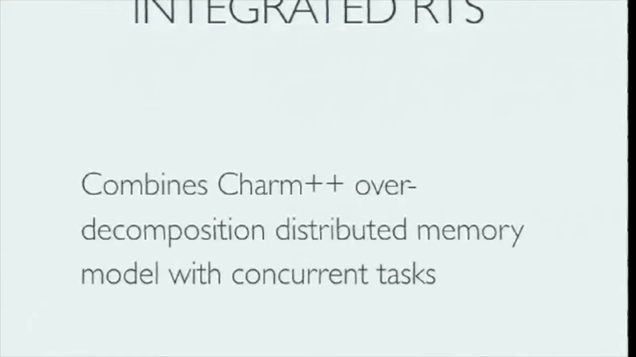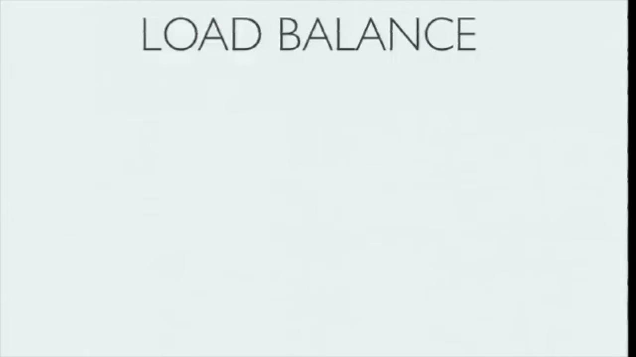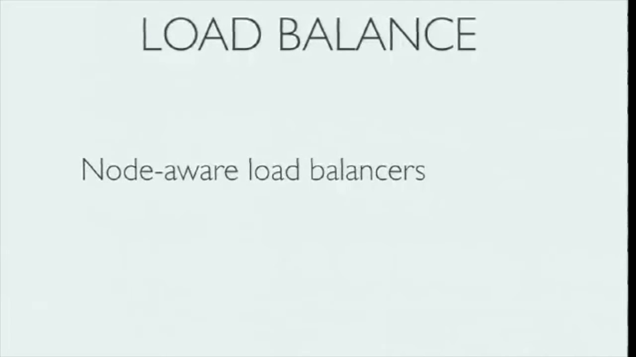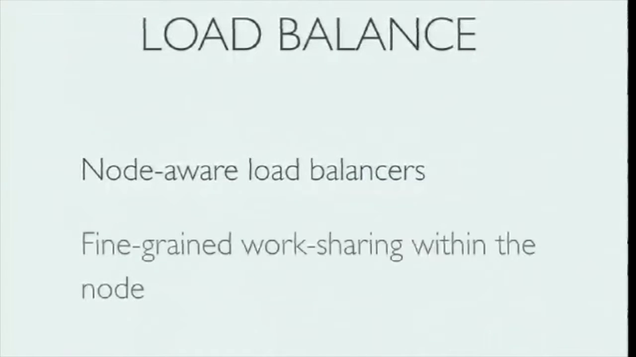So in the integrated runtime system, we combine the Charm++ over-decomposition distributed memory model with the concurrent task model to handle the load imbalance. For that, first we have a node-aware load balancer, which takes care of balancing the load between the nodes, and also ensures that there is a balance between the cores as well. But the primary focus is to balance between the nodes. Once the load is balanced, any residual or transient load imbalance is handled by the fine-grained work sharing within the node.